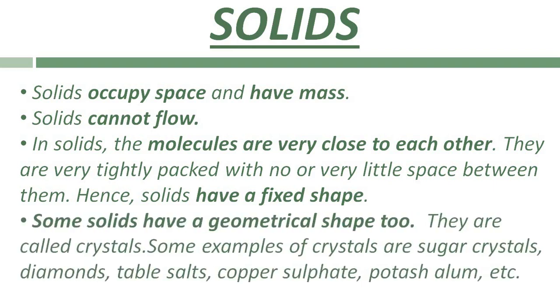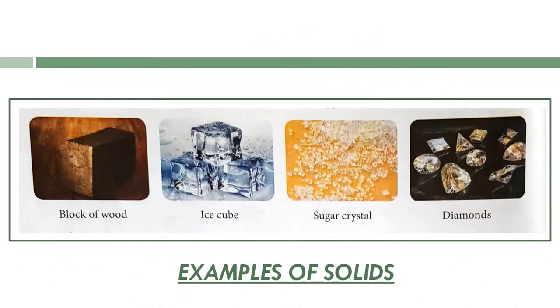Some solids have a geometrical shape like hexagonal or tetrahedral. Such solids are called crystals. A few examples of crystals are sugar crystal, diamond, salt, copper sulfate and potash alum. Block of wood, ice cube, sugar crystal and diamonds are examples of solids.